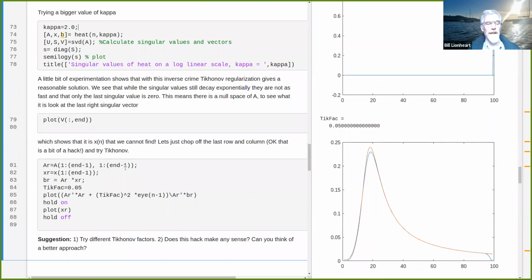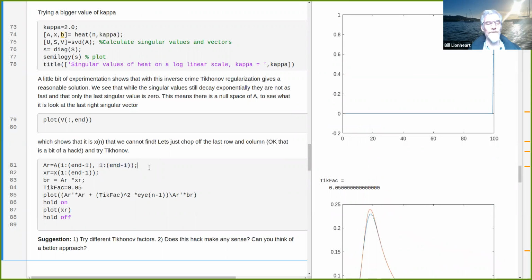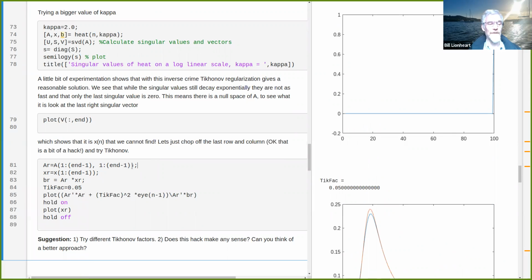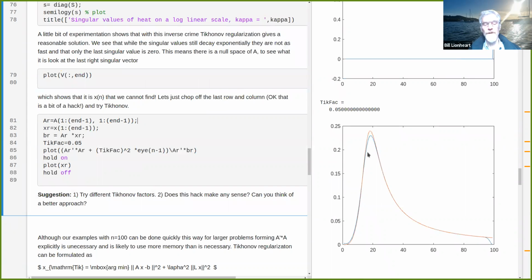So here in MATLAB index notation, I've just chopped off the 100th value, the last one, of A and X, and then made new data, the reduced data, AR times XR. And then if we use a Tikhonov factor, again, you can just play with it to see what's suitable. And here's the formula for the Tikhonov solution using the backslash operator, and with the matrix A with the last row, last column chopped off, we see we get something that's fairly close, starting to be a little bit wrong at the end.